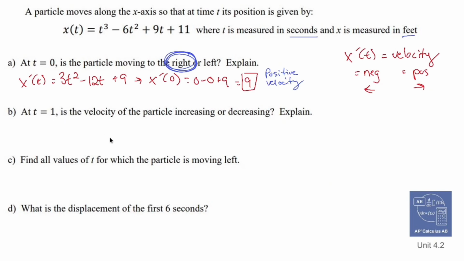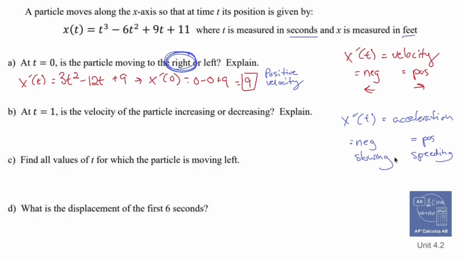At t equals 1, is the velocity of the particle increasing or decreasing? Now this is very similar to what we just did, because if I were to take the derivative again, that would give us acceleration. Now acceleration is you speeding up or slowing down. If at this point 1 I were to get something negative, that means at the moment I'm slowing down. If I were to get something positive, that means I'm speeding up at that moment.